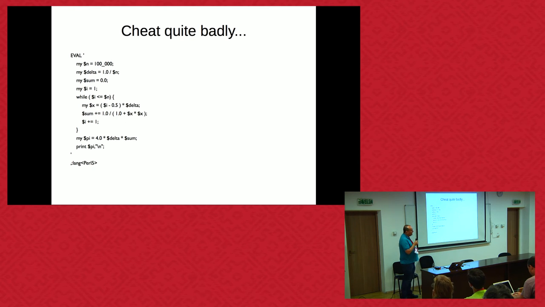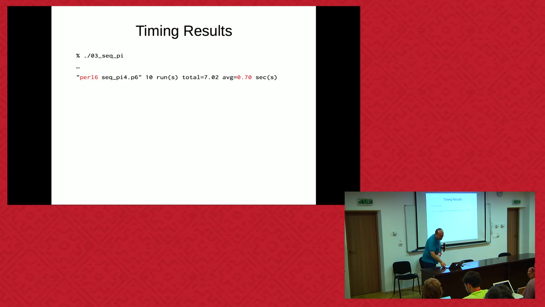So this is actually valid Perl 6 code, but it's in this strange eval, and there is a line here which says lang Perl 5 at the bottom. Now that's not really important, this is actually Perl 6, but it's running under inline Perl 5. So I run that, and yes, that's a lot faster than the pure Perl 6 one.